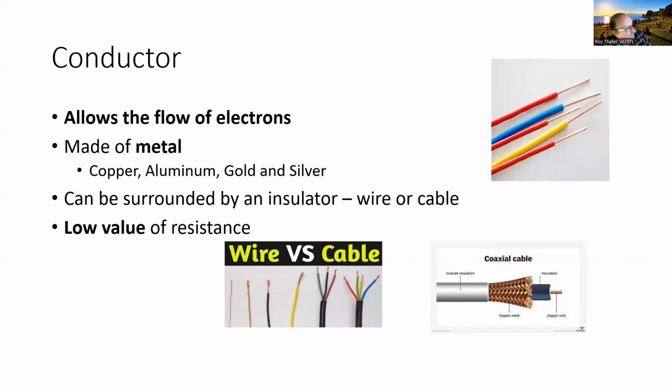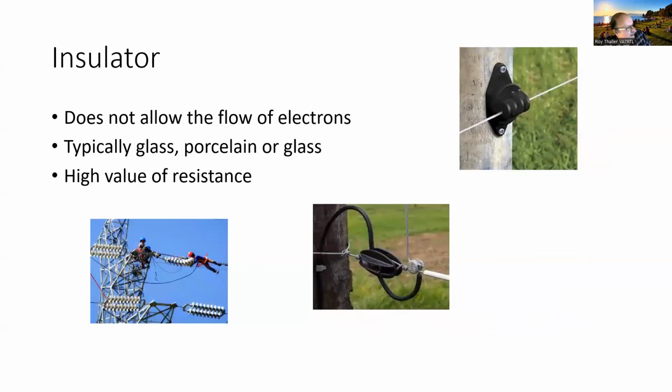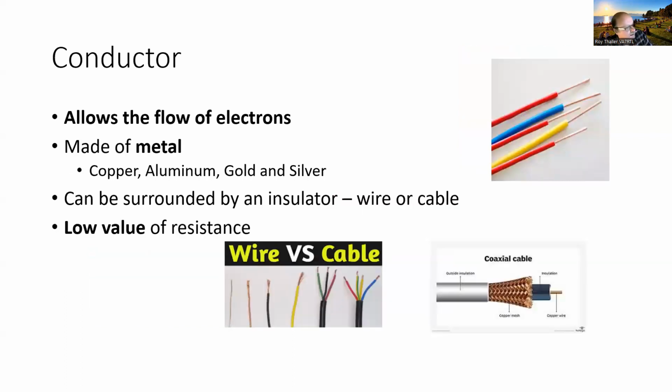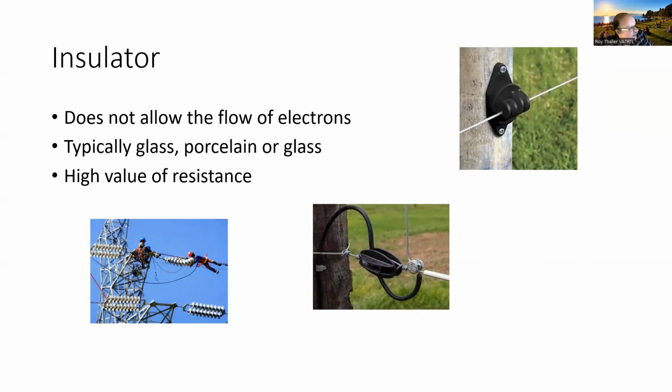And the opposite of a conductor is an insulator. There's also a semiconductor which sometimes allows the flow of electrons and other times not. And these are used in transistors and diodes, and we'll be talking about those too in 3 or 4 weeks from now. So an insulator does not allow the flow of electrons.